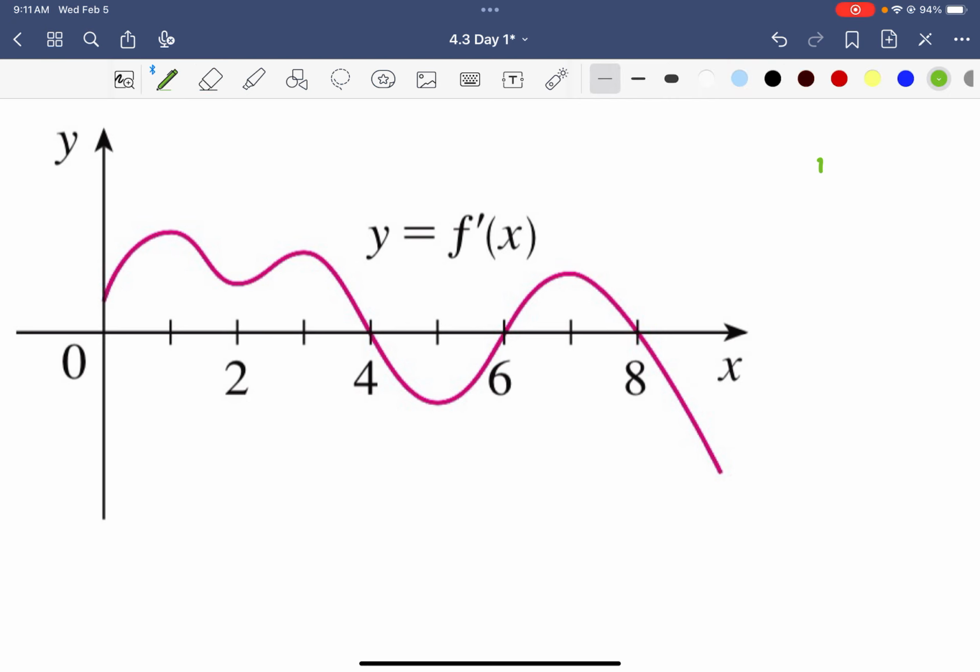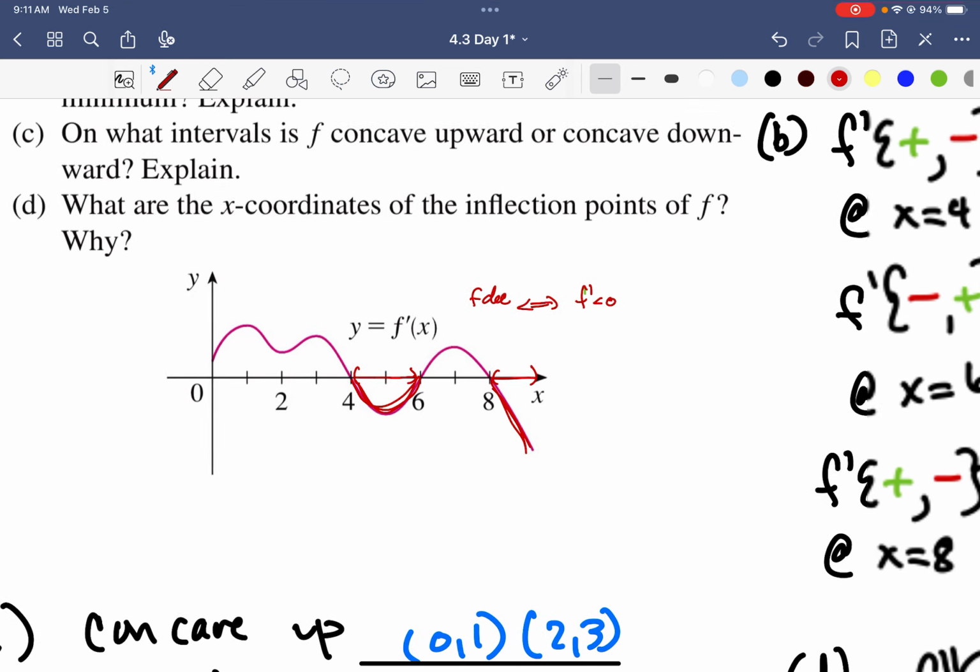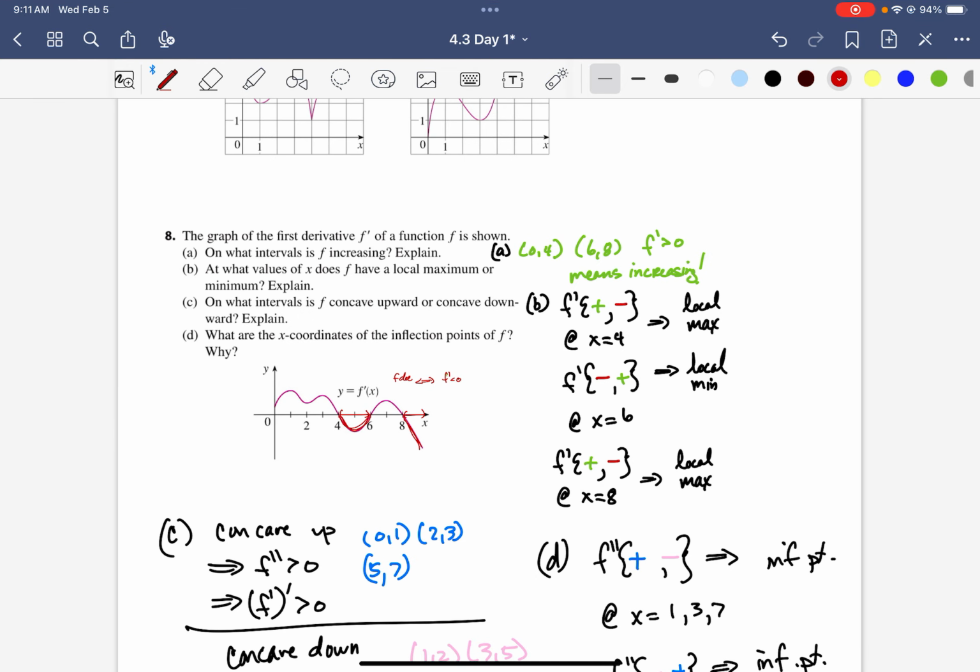Similarly, we know that anywhere where f prime is negative is the same thing as f is decreasing. So inside of here and out here, our original function would be decreasing. So from 0 to 1, from 4 to 6 and 8 to infinity, if we wanted to talk about that, right?